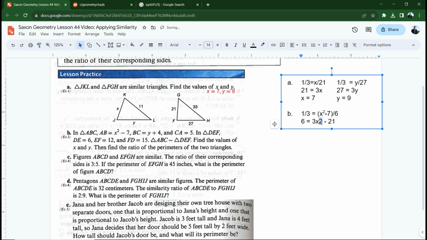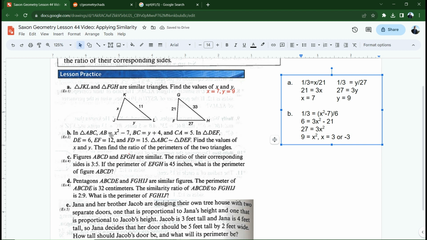And let's just make that an exponent. There we go. Okay, to simplify this, I'm going to add 21 to both sides. 27 equals 3x squared. And then I can divide both sides by 3. 9 equals x squared. And that means that, and I'm going to be very thorough here in my answer, x equals 3 or negative 3. And can I plug in negative 3 for x?